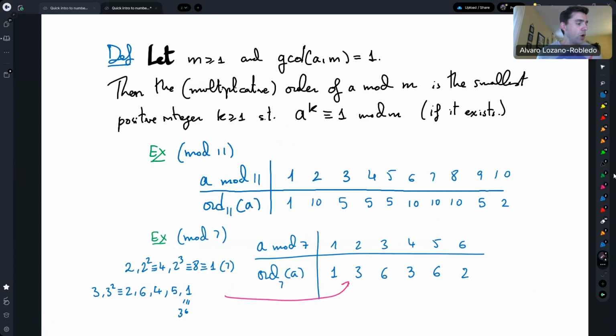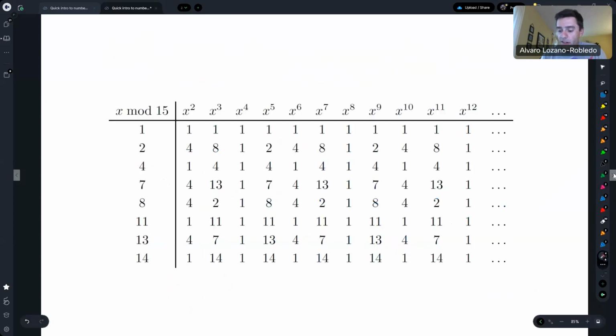What about moduli that are not prime? Let's see an example of that. So here are the powers of numbers modulo 15. I'm only putting here the units modulo 15, and let's see what the orders are. So the order of 1 is 1. Let's make a table as we go along.